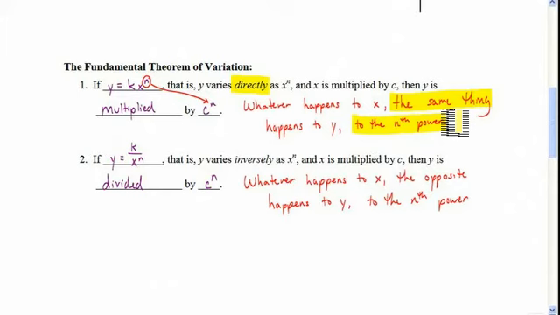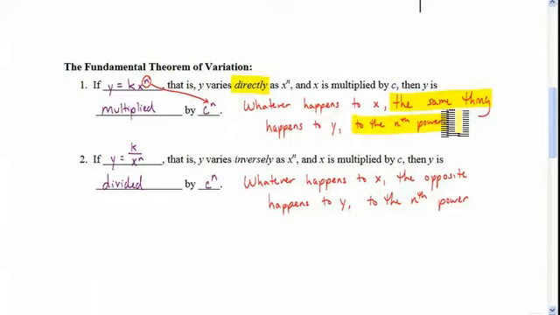Okay, so if x gets multiplied by 2, y is going to be multiplied by 2 to the nth power. If x is divided by 3, y is going to be divided by 3 to the nth power. So whatever happens to x, the same thing happens to y to the nth power. Let's look at the next example, or the next part of the theorem.